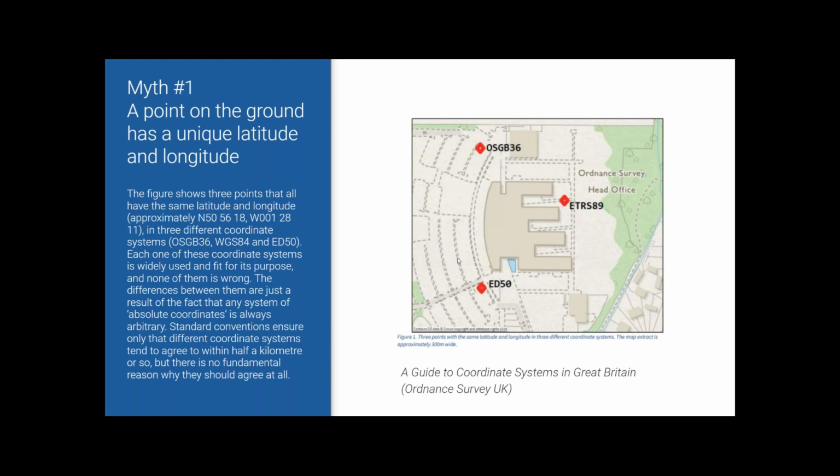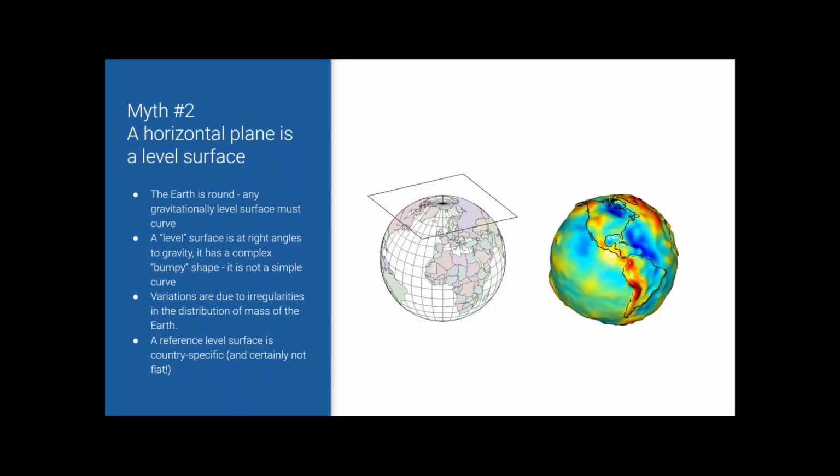So here's an example in this figure where there's 3 points with the same latitude and longitude plotted over the Ordnance Survey headquarters in Great Britain. One is in the Ordnance Survey of Great Britain of 1936, one is in ETRS89, and the other one is in ED50. So the exact same position plots with a 300-meter difference between where these things plot. And we'll talk more about where that comes from in a few minutes. So myth number one: a point on the ground does not have a unique latitude and longitude.